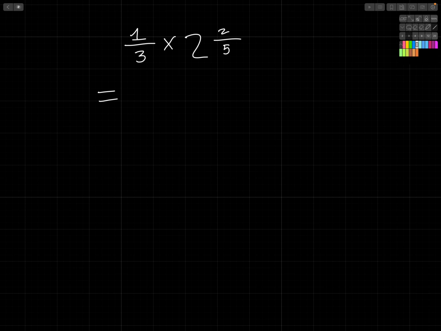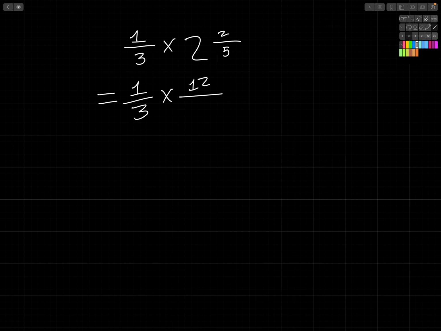Now let's go on to multiplying fractions. It's much simpler. So first, we see we have a mixed number, so let's convert that into an improper fraction. So what we do is we do 5 times 2, that's 10. And then 10 plus 2 is 12, over, and then keep the denominator the same, 5.